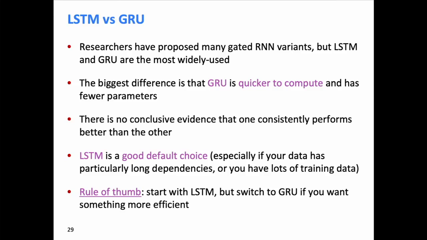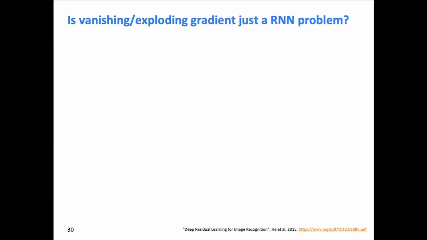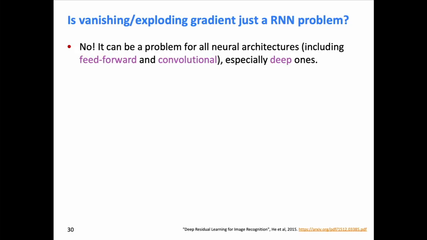All right, so we've talked so far about how the vanishing and exploding gradients are a problem that occur a lot in RNNs. But the question is, is it only an RNN problem? Does this occur in other kinds of neural networks as well? And the answer is no, it's not just an RNN problem. In fact, vanishing and exploding gradients are a pretty significant problem for most neural architectures, such as feed-forward and convolutional, especially when they're deep. And this is a really serious problem because there's no point having a really cool neural architecture if you can't learn it efficiently because of the vanishing gradient problem.